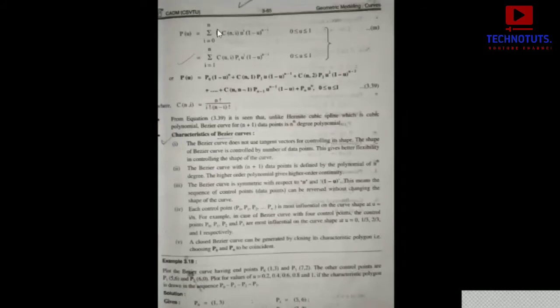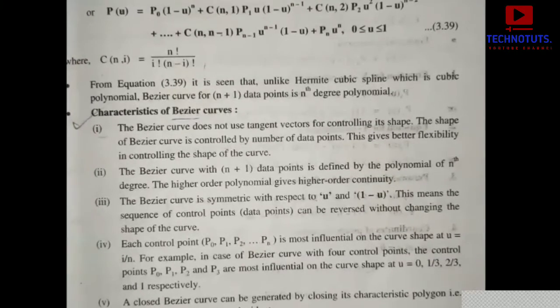See, the parametric equation for desire curve is given by P of u is equal to P naught into (1 minus u) to the power n, plus combination (n, 1) P1 of u into (1 minus u) to the power n minus 1, and so on. So the parametric equation for the desire curve is a combination equation. Okay, see, this is a combination term used for this polynomial equation.